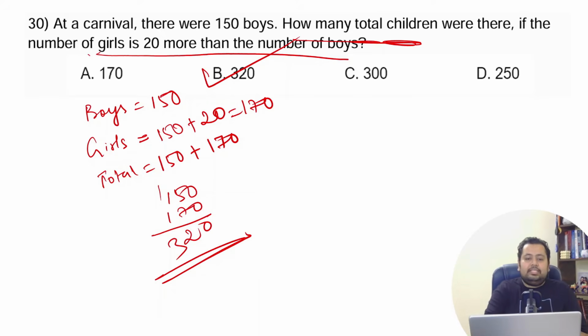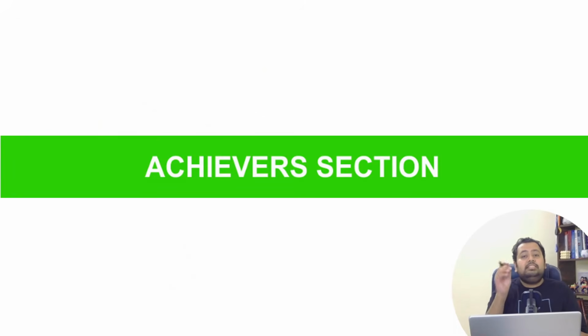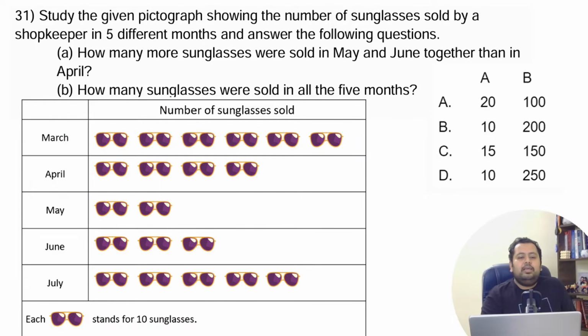With this, we end the section over here. And now we move to the achiever section. Now, this is a very important section. Why? Because the questions are a little on the difficult side. It's not difficult, but the application level over here becomes a little more advanced, and that is why each question here carries 2 marks. So not solving it correctly means you are losing 2 marks over here. So that is why this section is very, very important.